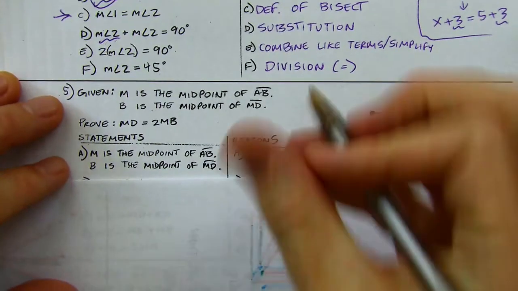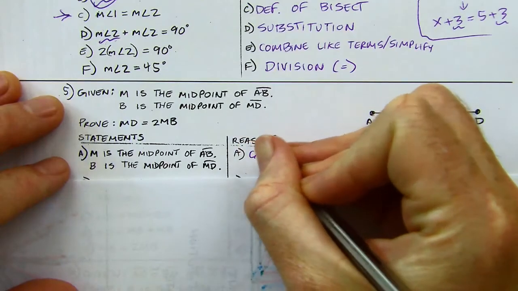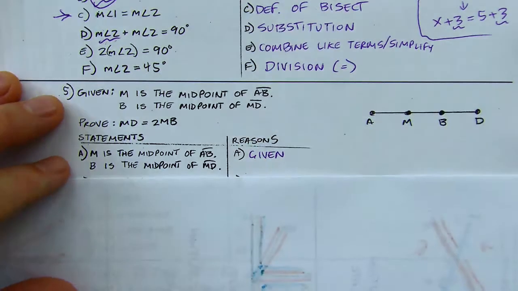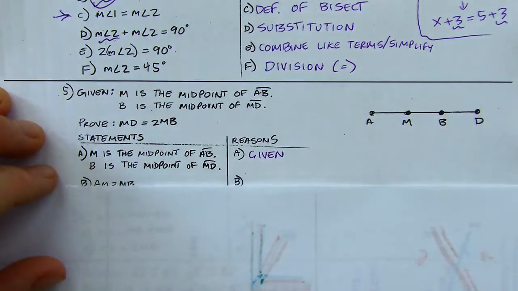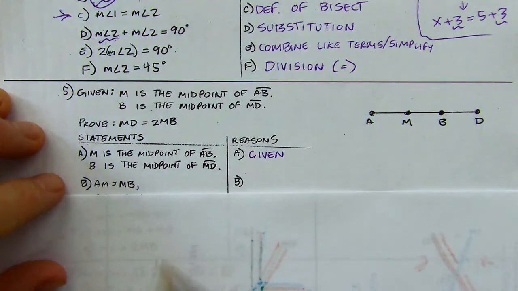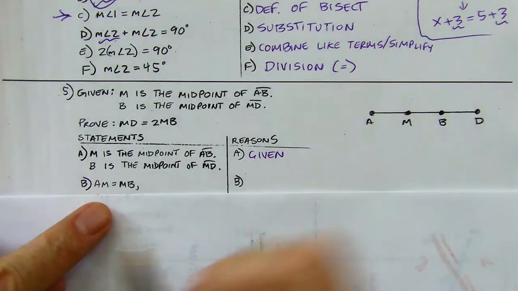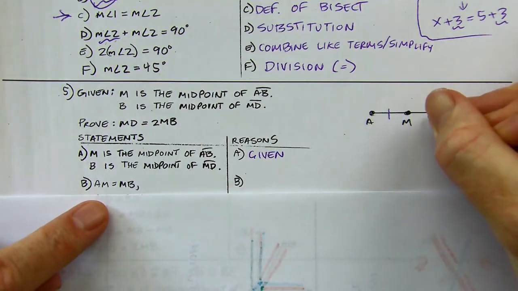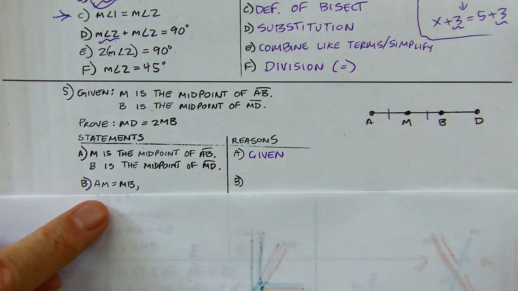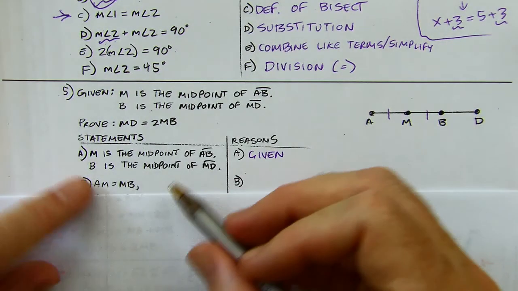Okay. Given, and I'll just double check. Yep, that's the given info. Okay. All right, AM is congruent to MB, and there's more to this, but I'm just going to look at that piece first. So AM is congruent to MB. Okay, how do we know? Well, it doesn't say they are.